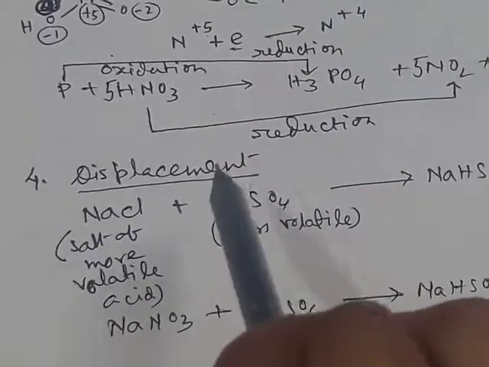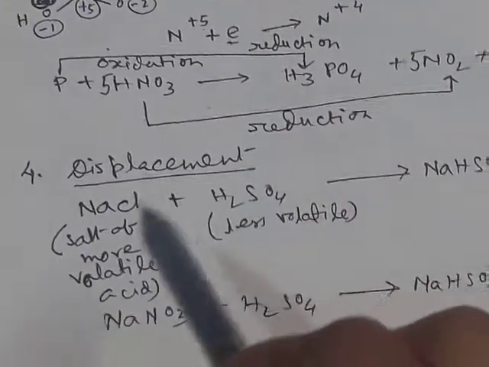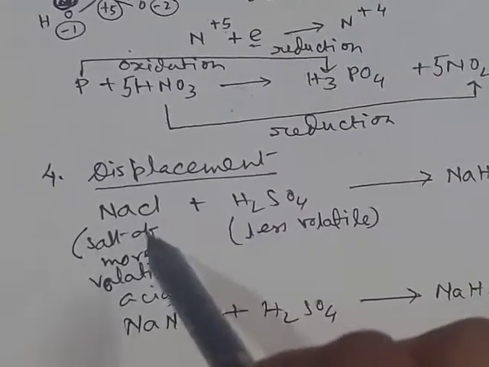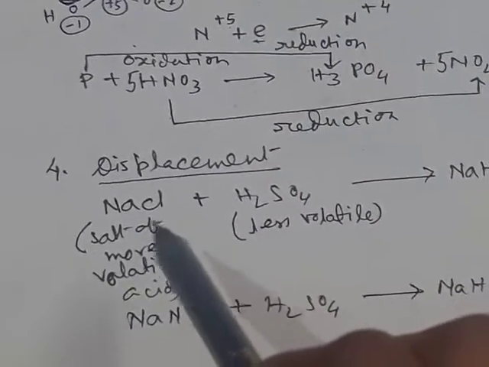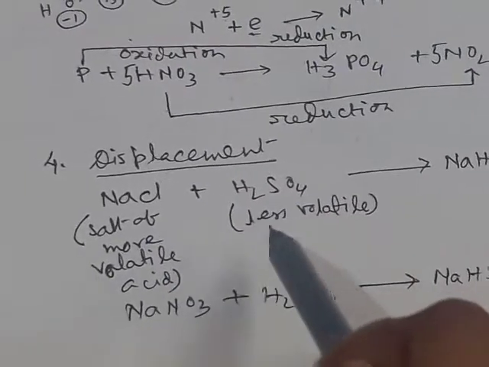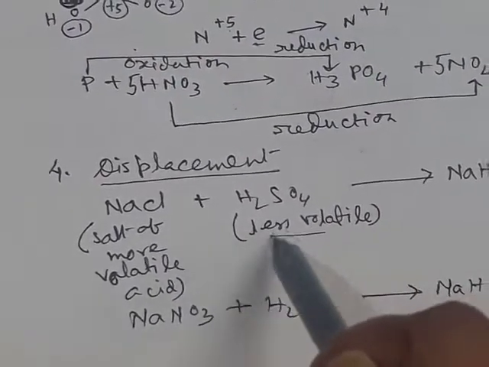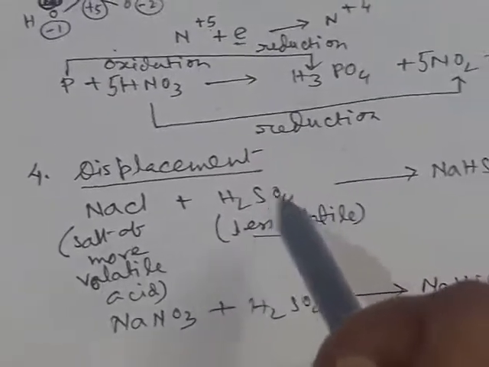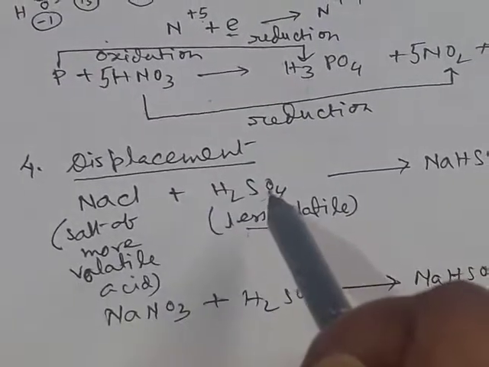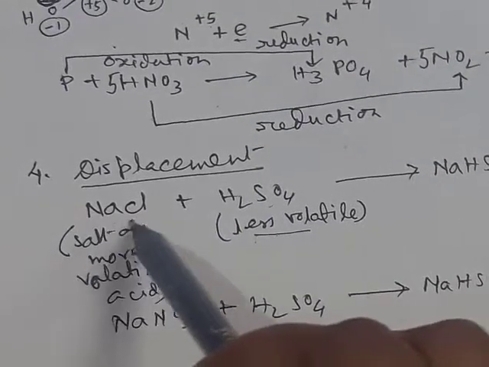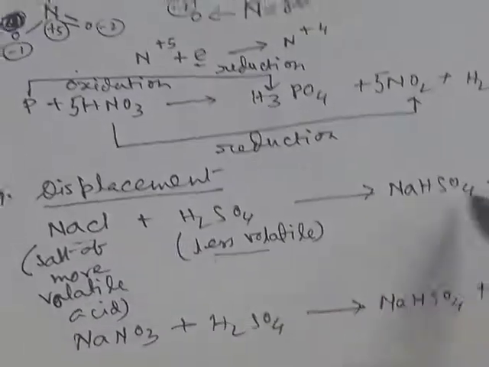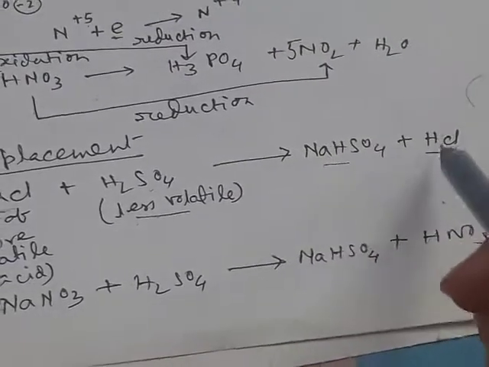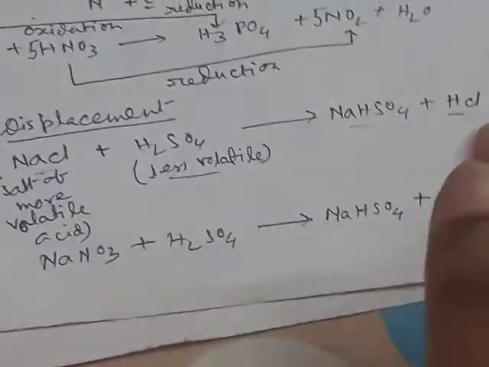Number 4 is displacement reaction. Salts of more volatile acids like HCl and HNO3, which are more volatile than sulfuric acid. Sulfuric acid is less volatile, that is, the boiling point of sulfuric acid is high. So when sulfuric acid reacts with a salt of HCl, say NaCl, there will be formation of sodium bisulfate and HCl. So the corresponding acid is obtained.